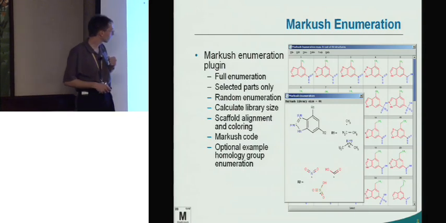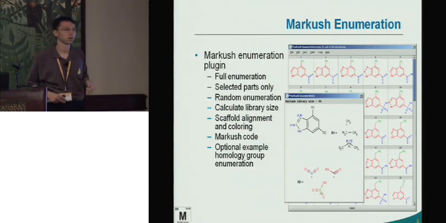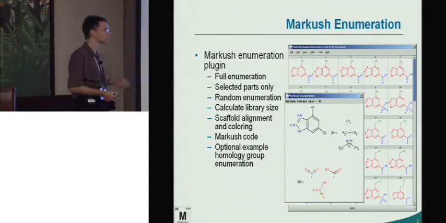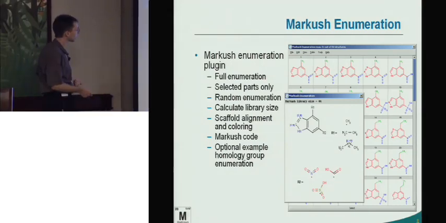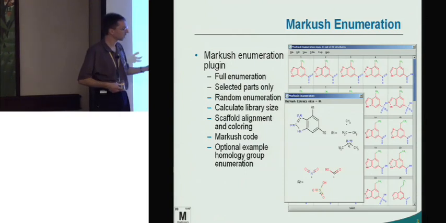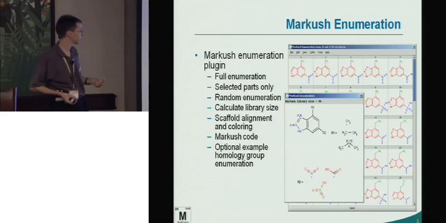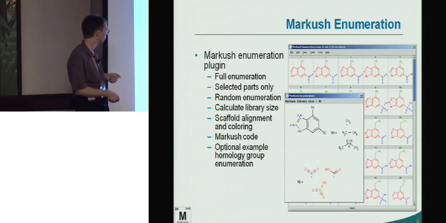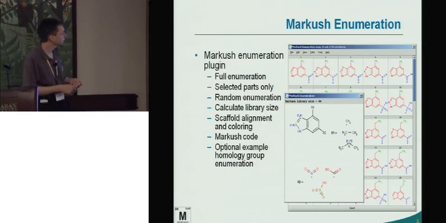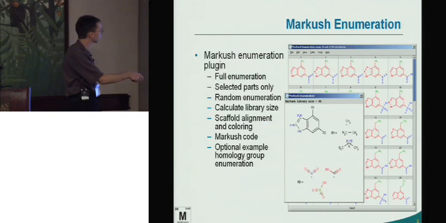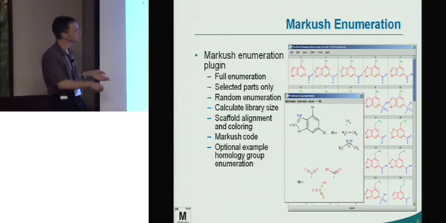We also provide random enumeration, because very often, especially the patent Markush structures, are so complex that it would take years to fully enumerate the whole library. But a random enumeration can give a quick preview of the chemistry space described by this Markush structure. During this enumeration, we can color and align the enumerated structures according to the original Markush structure, so that it is easy to see which comes from where.